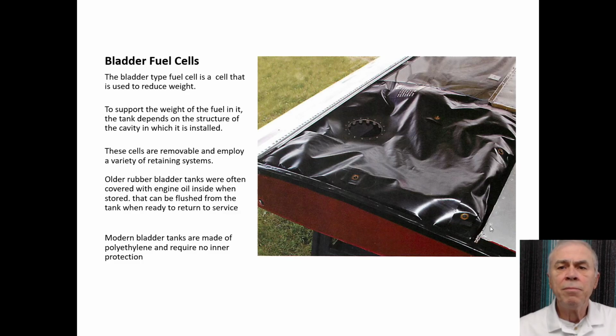A third type of fuel cell. So we have rigid removable, we have integral, and now we're going to see these bladder types. It's a cell that is used to reduce weight, and they are present in the Cessna 402. So if you go out there, we've actually opened up the wings so that you can see the full bladder cell.